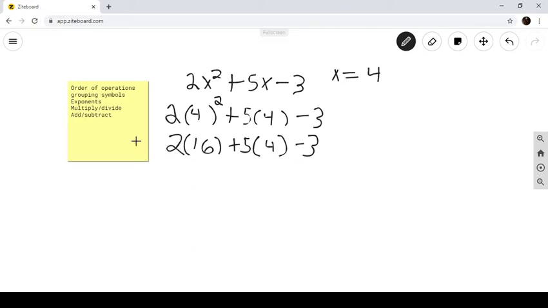Okay, so exponents are done. Multiply and divide. Yeah, I've got some multiplication I can do: 2 times 16 and 5 times 4. So 2 times 16 is 32. 5 times 4 is 20. And then negative 3 just drops down. And now we just have add and subtract. So 32 plus 20 minus 3 is going to give us 49.